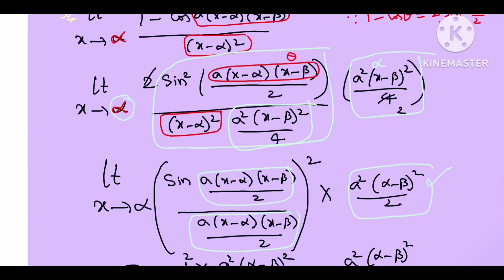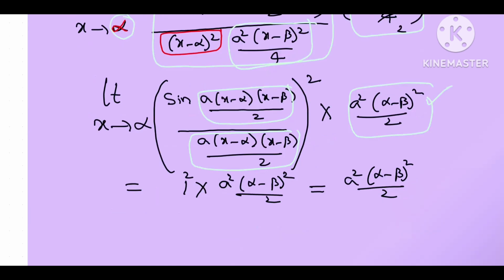So what is the form here? So limit extends to alpha, sine a into x minus alpha, x minus beta by 2, by a into x minus alpha into x minus beta by 2 whole square. This is according to the sandwich theorem, this value is 1. So 1 square into this value, a square into alpha minus beta whole square by 2 is the answer. What is the sandwich theorem? Limit theta tends to 0, sin theta by theta is equal to 1.